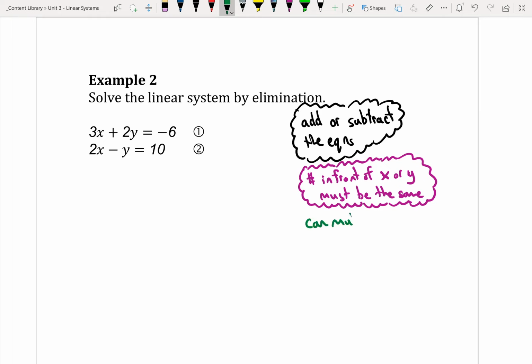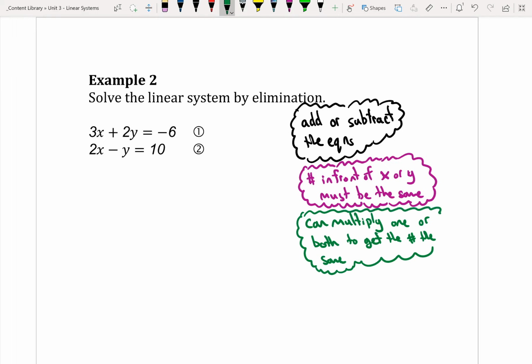So we can multiply one or both to get the number the same. So it's up to you. We can multiply one or both. I'm going to show you a little tip to look for, but we can multiply one or both equations to get the number the same.